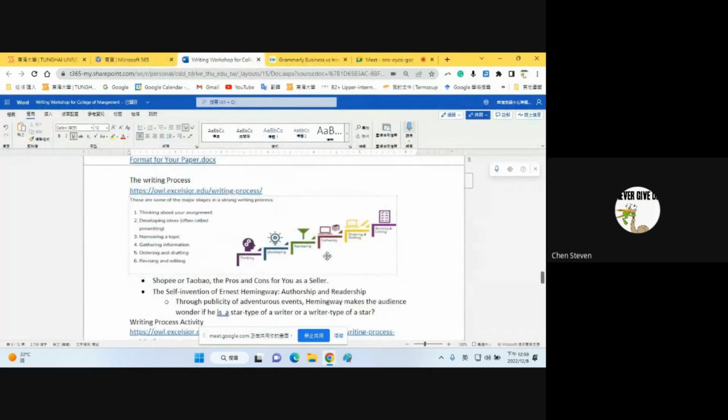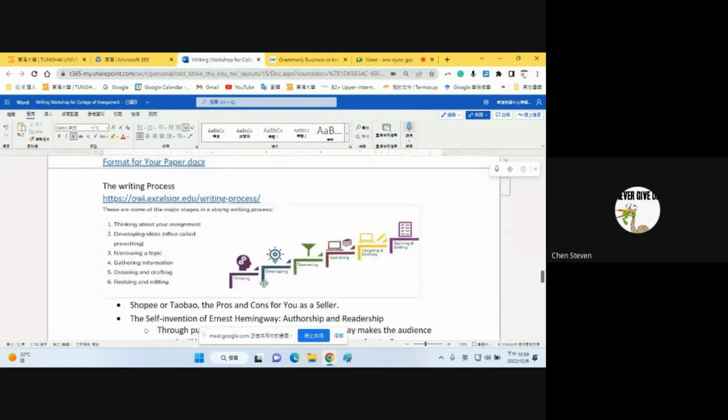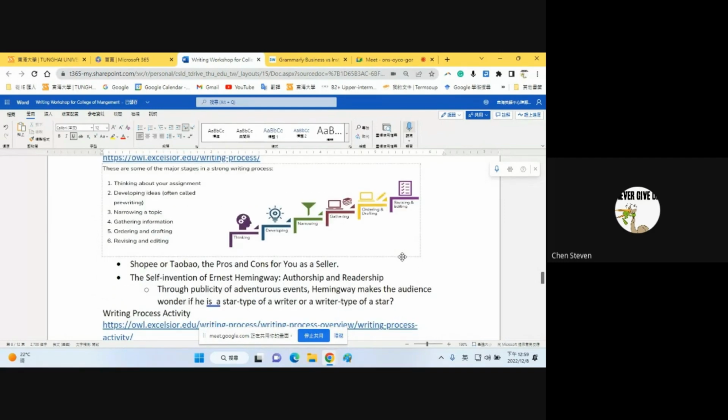Okay, and then the writing process. Okay, the first one is to do some thinking, and then you have to try to develop your idea. Okay, then you have to narrow down your scope. Okay, and then you have to research, gather information. Okay, and then you have to put the information in order. Okay, and revise and edit. If you follow the steps, okay, I guess it couldn't go very wrong.